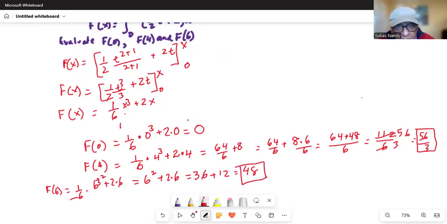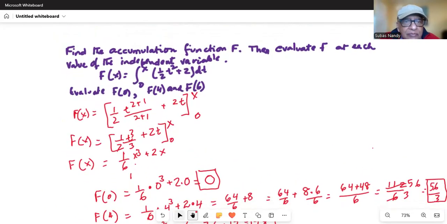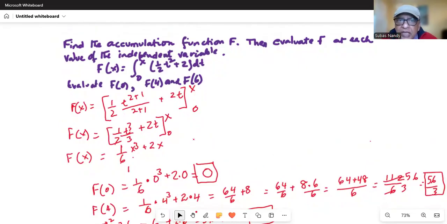And the answer for part A, f of 0, is 0. So let me summarize what I did quickly, step by step. Basically, a function has been given to me, and this is the accumulation function. It is called accumulation because you're getting the value of the function by integrating the expression, and the limits of integration are provided to you from 0 to x. The function itself is half of t squared plus 2, and we integrate it and then keep the limits of integration from 0 to x.